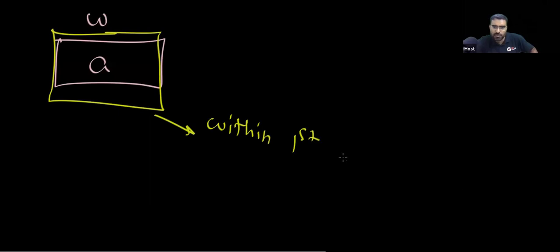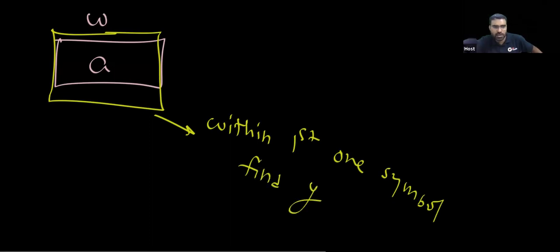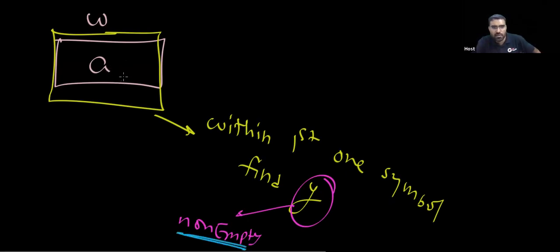Within the first one symbol, you will find y. Remember, y is non-empty; I told you y is always non-empty. So tell me, what will be the only possibility for y? Y will be this.